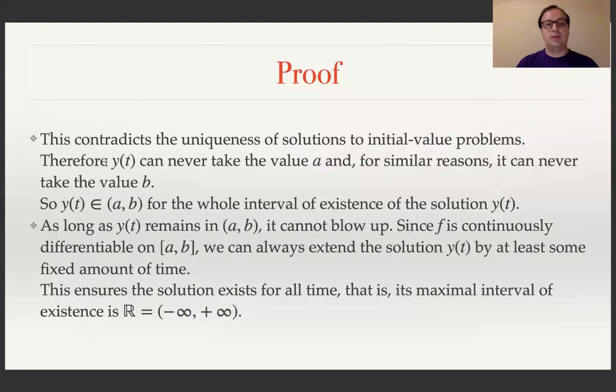So this contradiction shows that our original assumption was wrong, and in fact, y of t can never become bigger than a. And in the same way, using a similar proof by contradiction, we can prove that y of t can never take a value below b. So therefore, y of t is confined to the interval ab for the whole interval of existence of the solution.